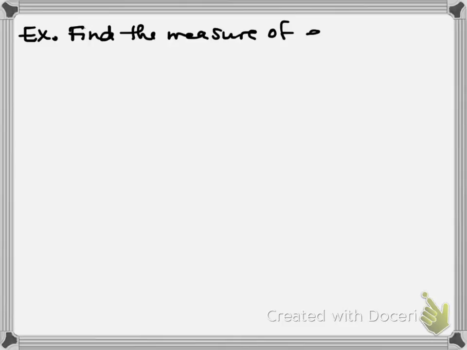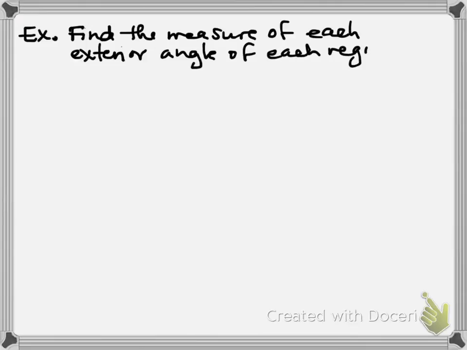What I'm going to ask is, what's the measure, or find the measure, of each exterior angle of each regular polygon. Now, they throw in that word regular to let you know that all the inside angles have to be the same, which then, by definition, all the exterior angles would have to be the same. If they just said polygon, then we wouldn't know what each one would equal, because they could be different amounts depending upon what the interior angles are.